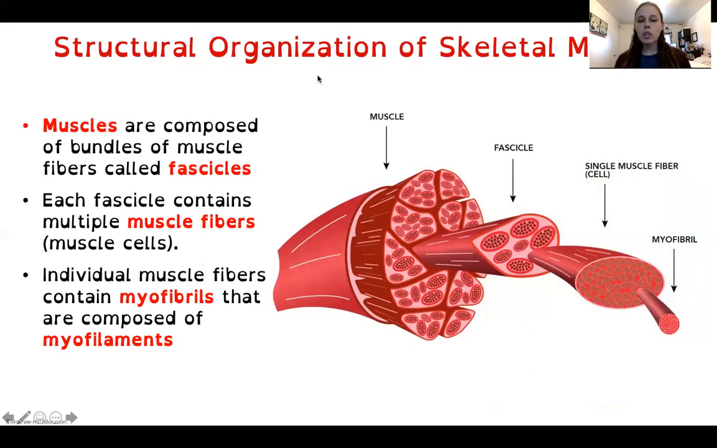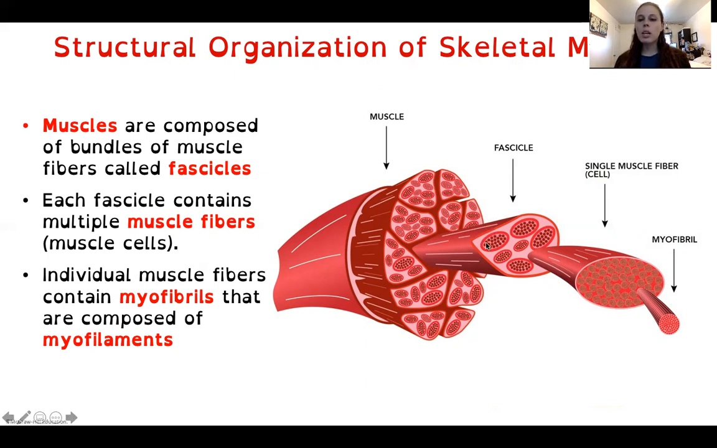In terms of the structural organization of skeletal muscle, we have a muscle here, which we're going to see is actually covered by other things, and specifically connective tissue. But here we're going to focus on the muscle tissue. So skeletal muscles are divided into these bundles, which are called fascicles. If you take just one muscle and you cut it across, you're going to see that there are these bundles of muscle fibers. And the bundle itself is called a fascicle.